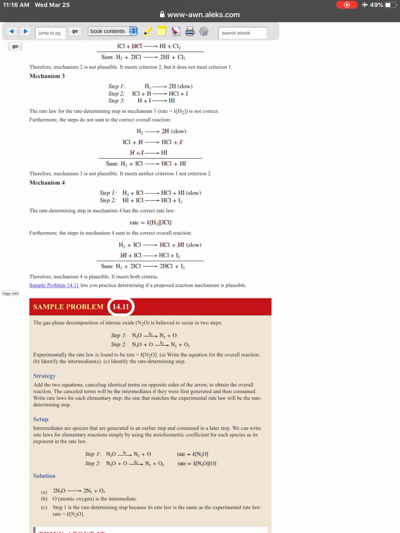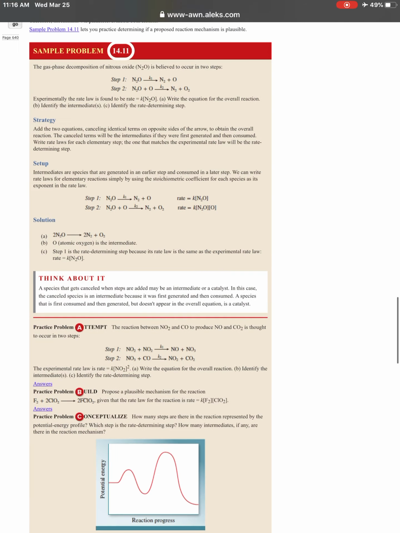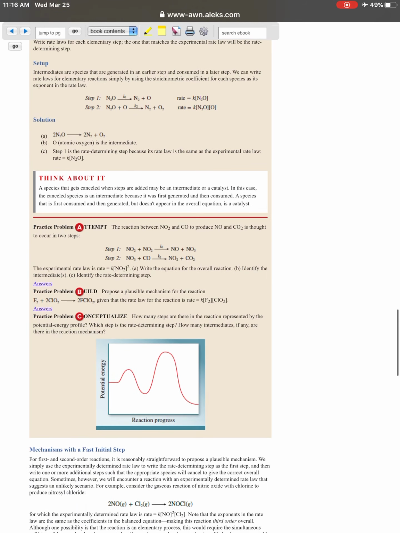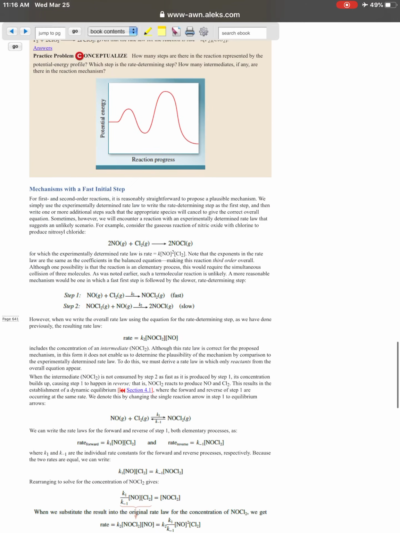Sample problem 14.11 lets you practice determining if a proposed mechanism is plausible. So try that one, and try practice problem A and practice problem B.